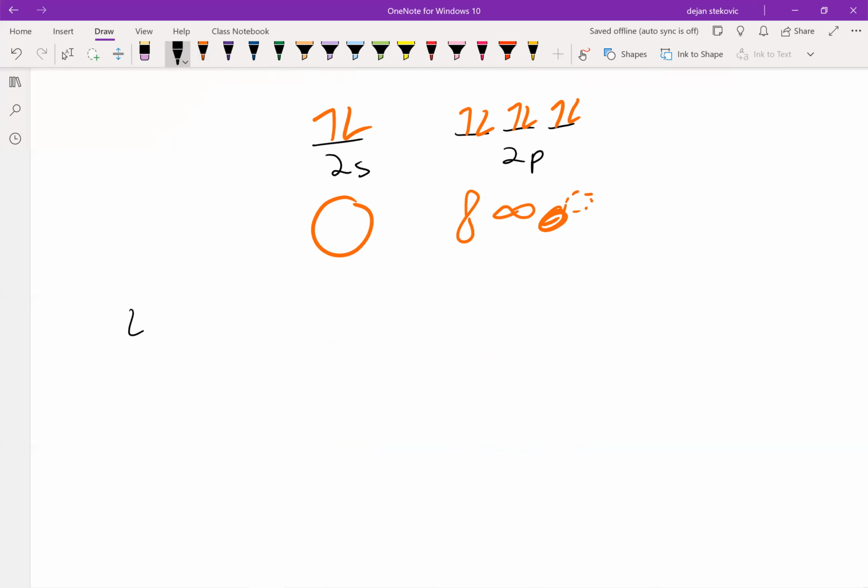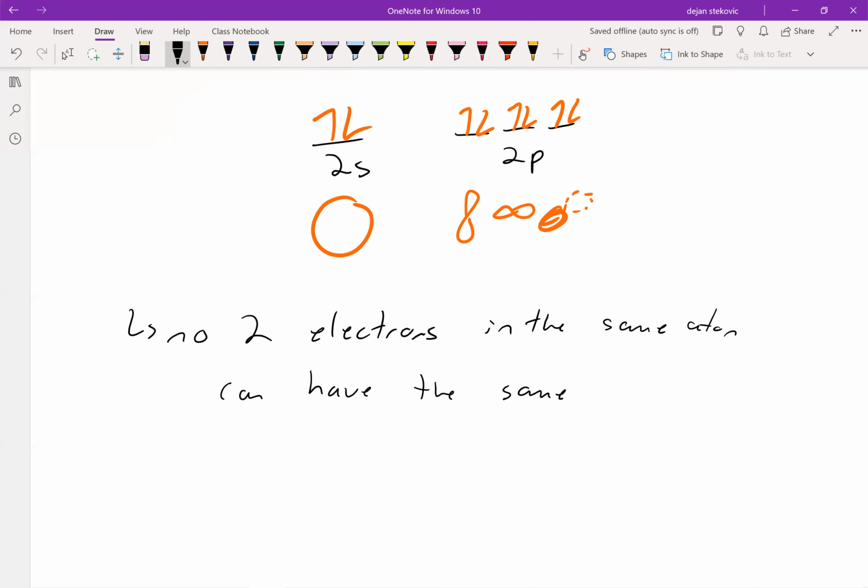And so the rule in quantum mechanics is that no 2 electrons in the same atom can have the same 4 quantum numbers. This is what's known as the Pauli exclusion principle.